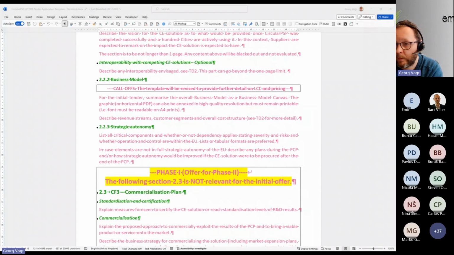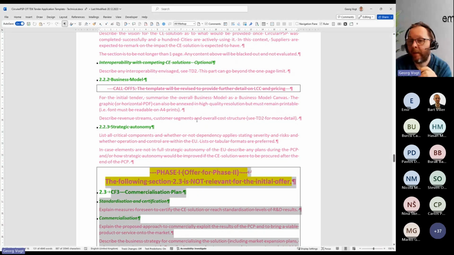Okay, I see two questions. Is there any limit for the annex docs? There are no annex docs. There are only annex images. Therefore, any annex which contains content will simply be ignored. We will not share it with the procurers.